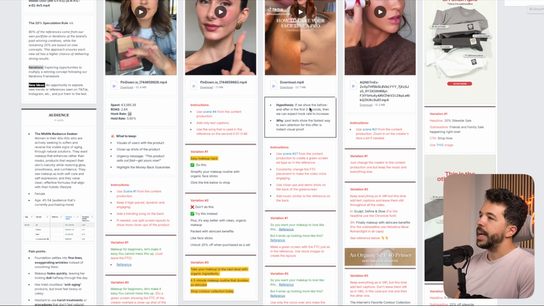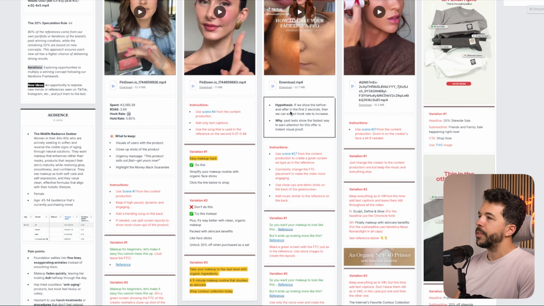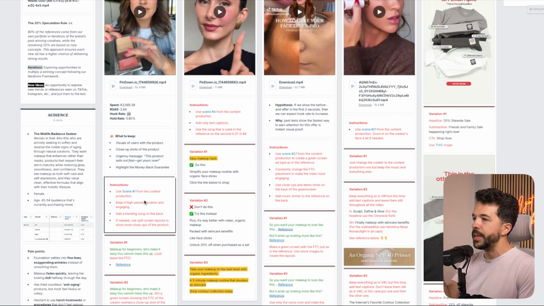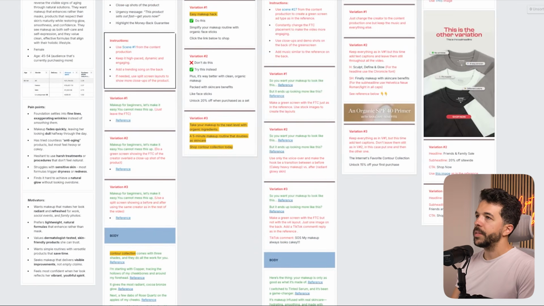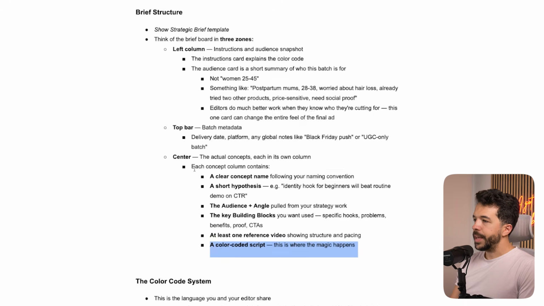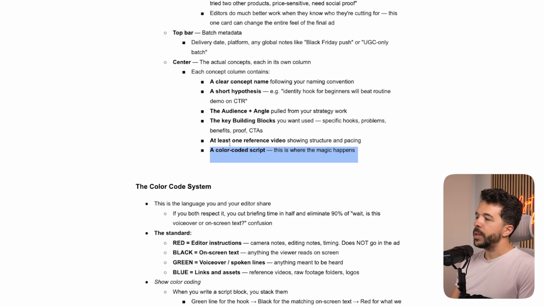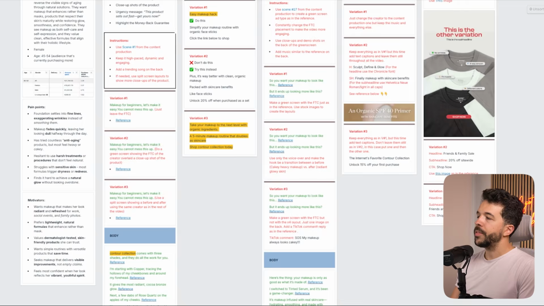And this is the hypothesis, for example. If we show the before and after in the first 2 seconds, then we can expect hook rate to increase. Why do we think that? This is where we add everything. We have specific instructions for this specific ad, and then we have obviously the script with all of the variations. Now, one thing that I always like to add is a reference video.